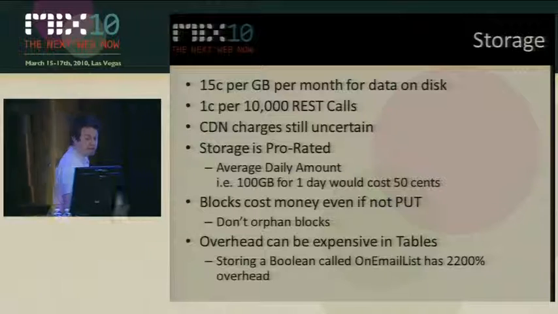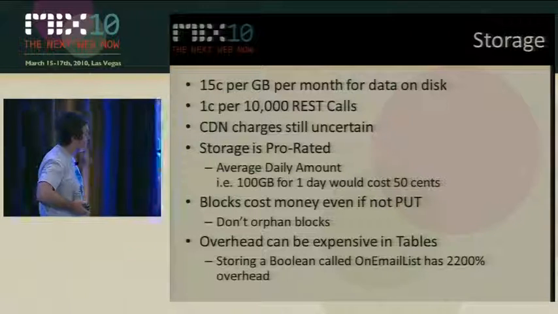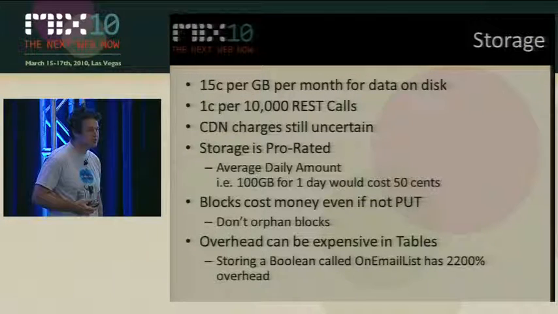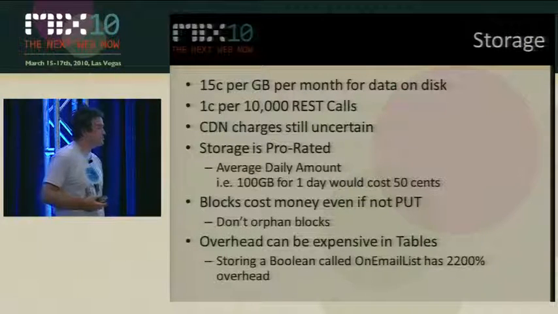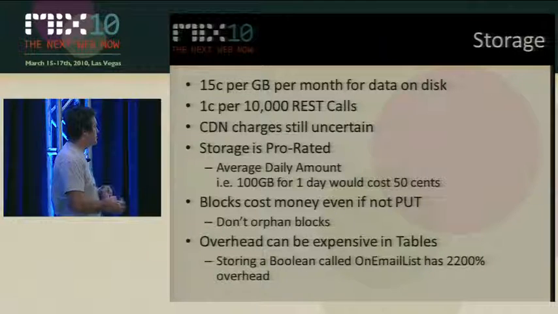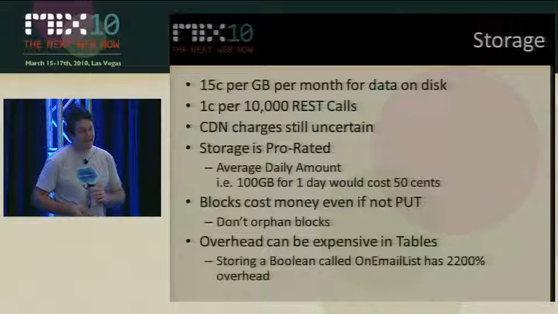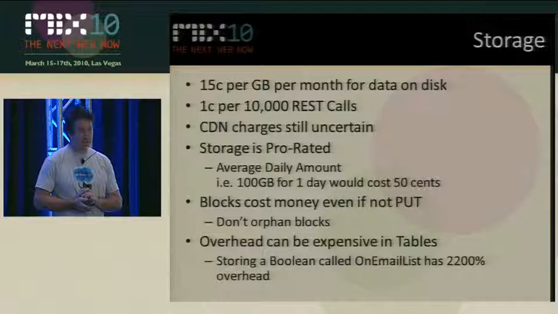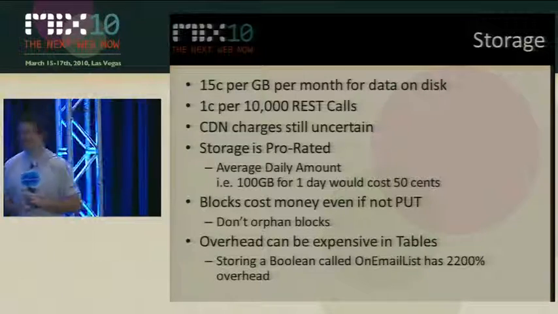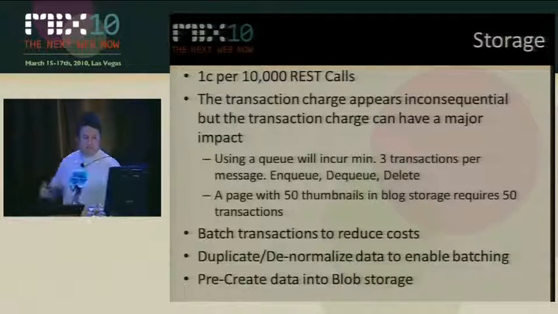Overhead can be expensive in tables. So if we have a table that has a Boolean value called onEmailList, the overhead of that is 2,200%. i.e. we're storing that massive string character in every entity in order to store 1 byte of data, which is the Boolean flag. Let me show you that in a bit more detail shortly.